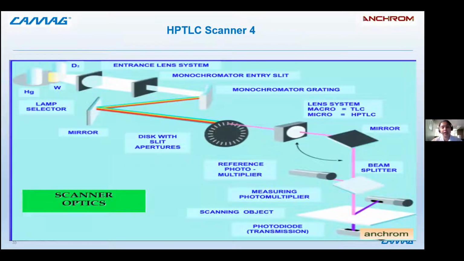So this is the schematic diagram of what takes place when we click on the button to scan. First, we select the lamp. Then the lamp light passes through the monochromator. It reflects through the mirror. Then we have to select the slit. The light is filtered through the slit, and depending upon macro or micro, that is the TLC or HPTLC lens system, it passes through the beam splitter and photomultiplier tube. Then it goes to the plate and it is detected. This only takes place within 2 minutes.